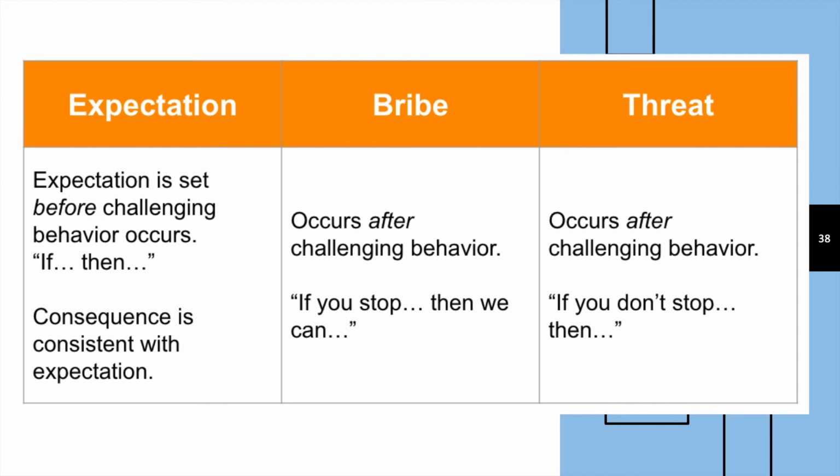If the promise of a preferred activity or item is given after a challenging behavior has started, then that becomes a bribe. Let's say the same child is given a math worksheet. The child begins to clean their desk area instead of starting the worksheet. You go over and you say something along the lines of, if you do your math worksheet, then we can go outside. Because it occurred after the problem behavior of cleaning their desk, this just became a bribe. Finally, a threat occurs after challenging behavior has already begun. If you don't stop crying, then you won't get the iPad.